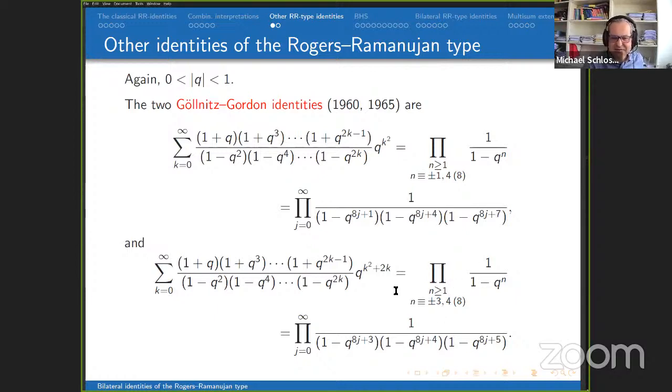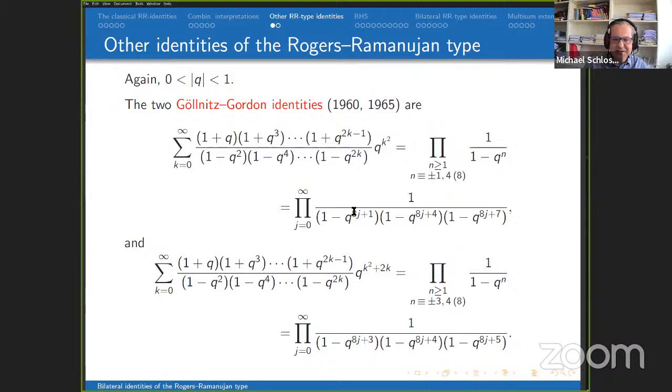And here, for the second companion identity, which is almost the same, you have instead of q to the k squared, q to the k squared plus 2k here. You again have a similar product, but now where you take the exponents congruent to 3, 4, and 5 mod 8. So again, it is possible to prove this combinatorially. So the bijections exist, as far as I'm aware. And they're considered not as deep, although they look a bit more complicated.